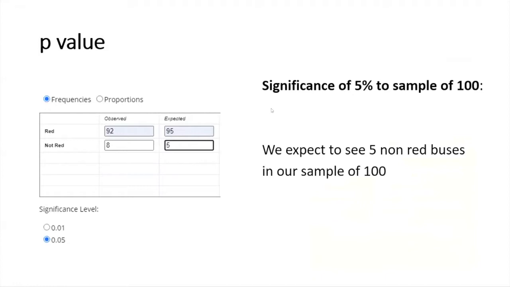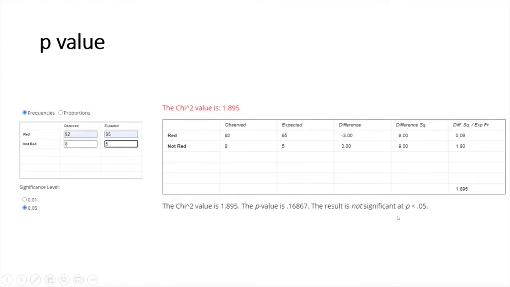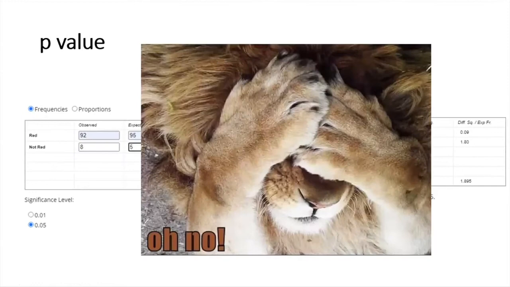So now we set our significance level at 5%, which means that we expect to see 5 non-red buses in our sample of 100. We expect to see 95 red buses and 5 non-red buses, and this is our observation. And guess what? When we press enter, we get this result. The result is not significant. And we go, oh dearie me, we are not going to get published, are we?